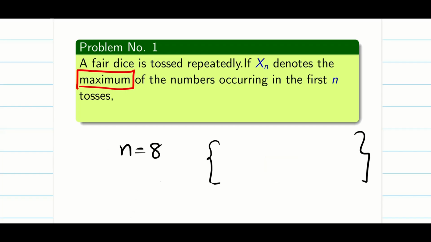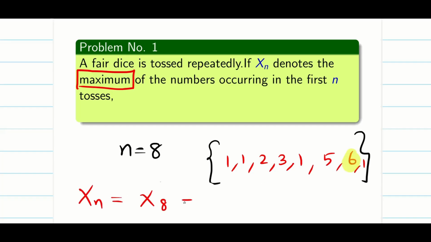Similarly, I will give another example. Let us consider n equal to 8 and record the data of the dice tossed: 1, 1, 2, 3, 1, 5, 6 and 1. Now you see the maximum number that appeared in these 8 tosses is 6. So xn, in the case n is 8, is going to be 6. This is what the question says. Xn denotes the maximum of the numbers occurring on n trials.